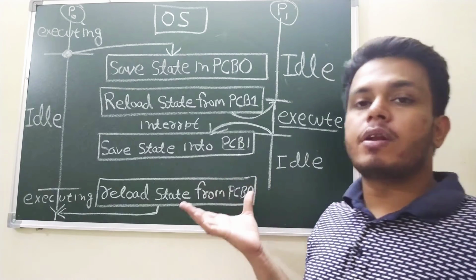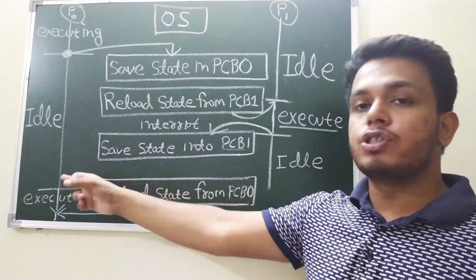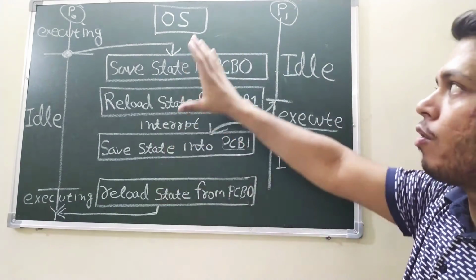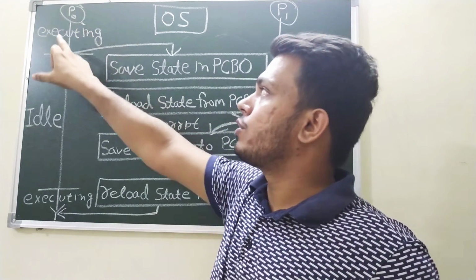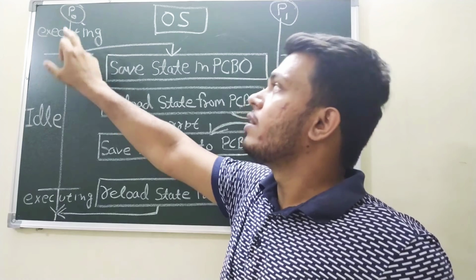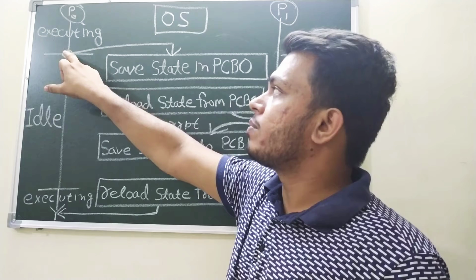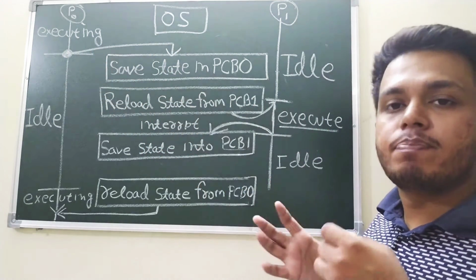So in this particular example, I have taken two processes, P0 and P1, right? So this is the state of the operating system, and the CPU is executing P0, right? At this moment, the operating system faces some interrupt. So what does the operating system do? It stores the state of P0 inside PCB0.